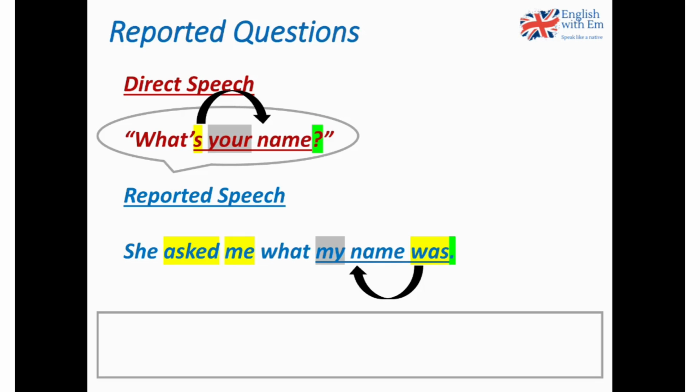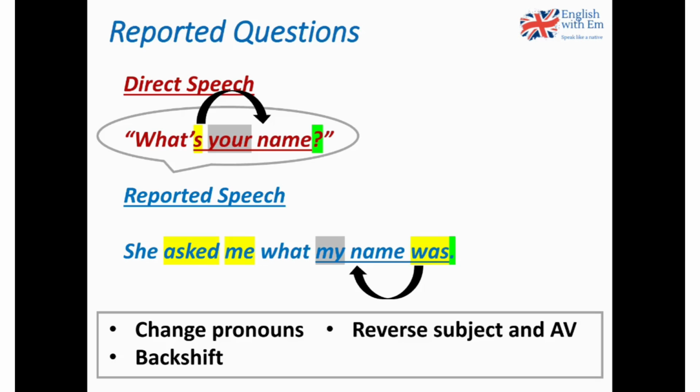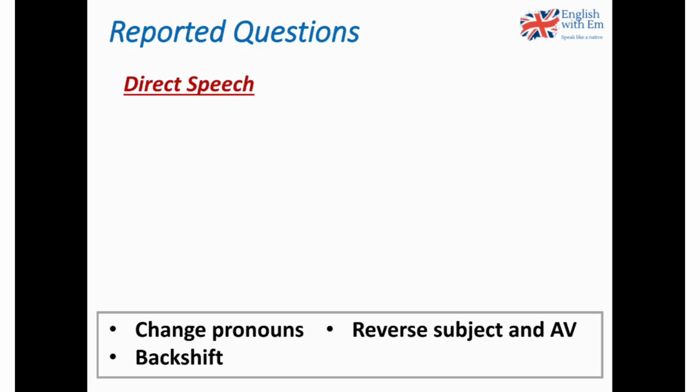So let's just summarize that. We change the pronouns, we backshift, and we reverse subject and AV. Now, just to be clear, when I say AV, I mean auxiliary verbs. So that's be, do, or have. Let's check out some more examples.